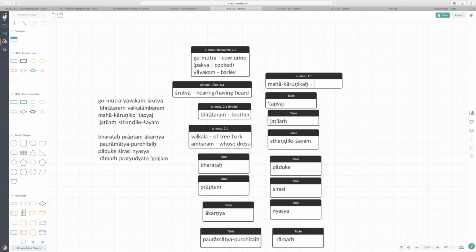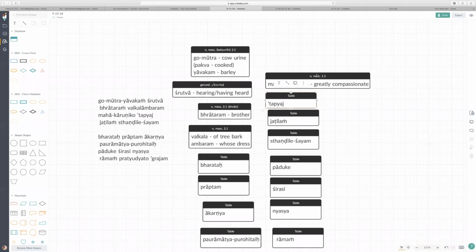The most merciful, compassionate. It comes from the word karuna. Karuna means compassion, mercy, and karunika means one who has that quality. So this is greatly merciful, or let's say compassionate here.